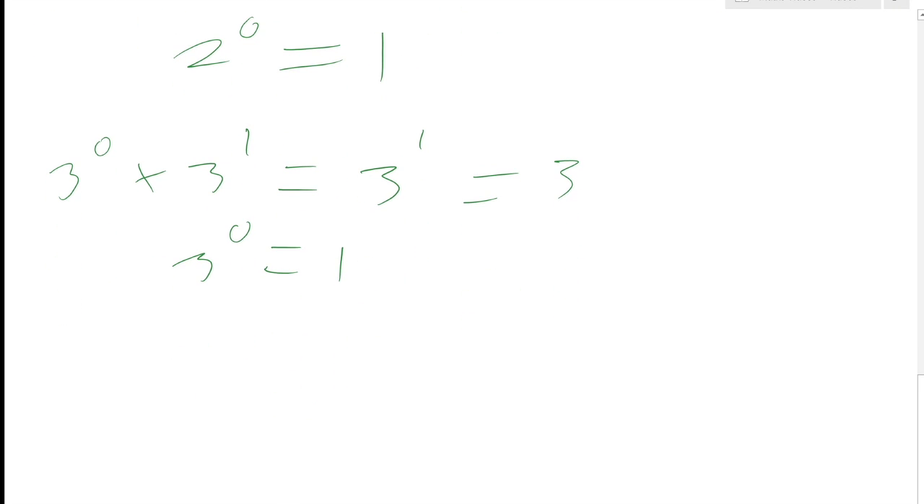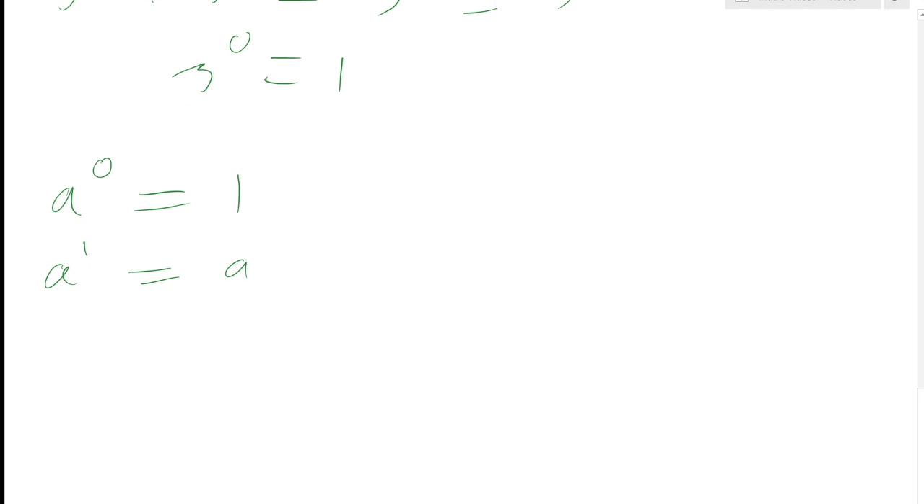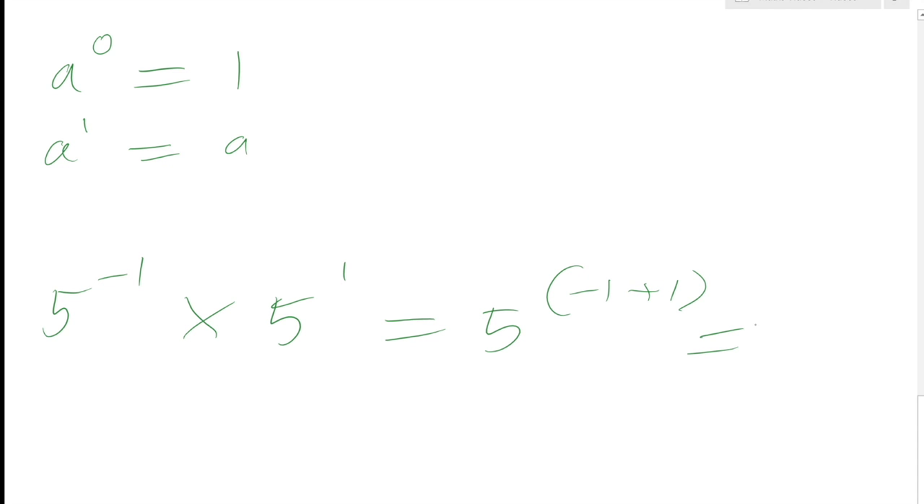So if we have any number to the power of 0, that equals 1, and any number to the power of 1 equals itself. And we'll be using these to look at negative and fractional powers. So let's start with negative powers because they're slightly easier. Say we wanted to consider something like 5 to the minus 1. Well, again, we know that 5 to the minus 1 times 5 to the 1 equals 5 to the power of minus 1 plus 1, which equals 5 to the 0, and as we've just seen, that equals 1.